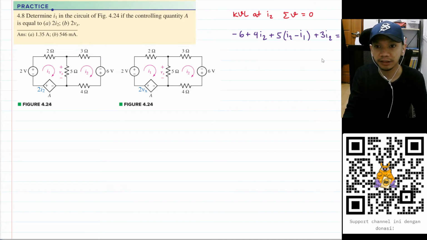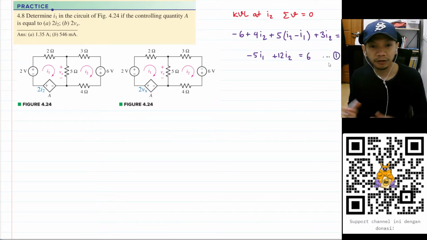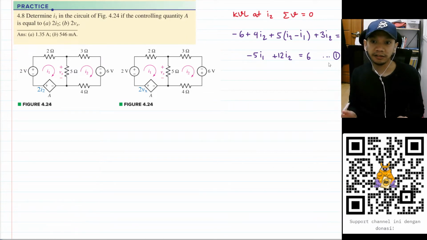And let's do some math here. So I will have minus 5 I1 from this term. And then for I2, I have 4 plus 5, which is 9, and then 9 plus 3, which is 12. So I will have plus 12 I2. And I move this minus 6 to the right-hand side, so I will have 6 on the right-hand side. Let's save this as equation number 1, because we cannot do anything more than this.